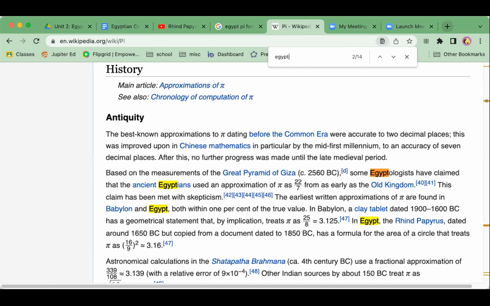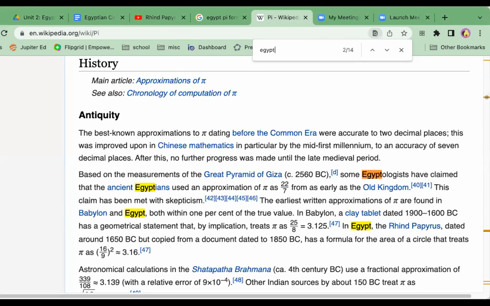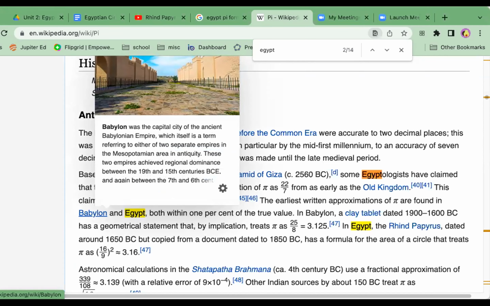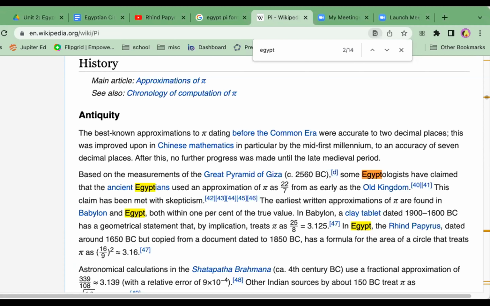Based on the measurements, no, this claim is that the earliest written approximations of pi are found in Babylon and Egypt. This is not true. Both within 1% of the true value. In Babylon, a clay tablet had a geometrical statement that by implication treats pi. And then it says in Egypt, the Rhind Papyrus dated around 1650 BC has a formula for the area of the circle that treats pi as 16/9 squared.